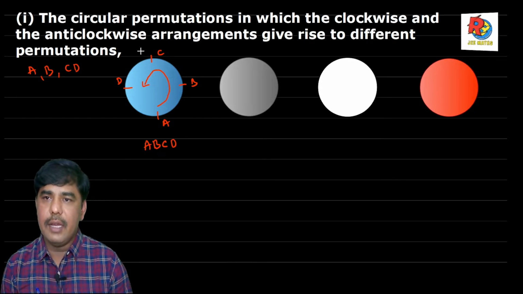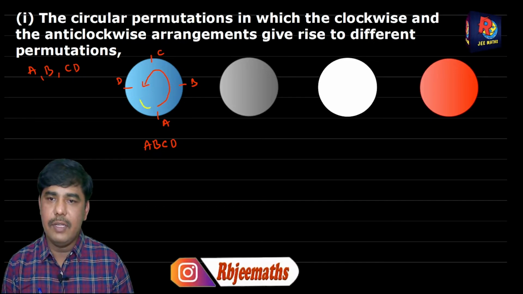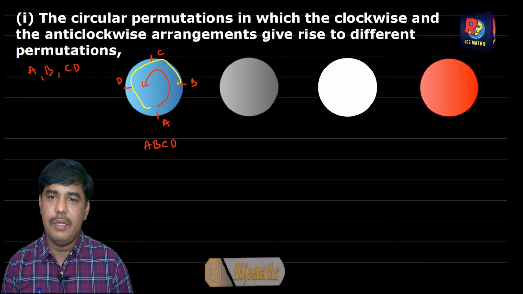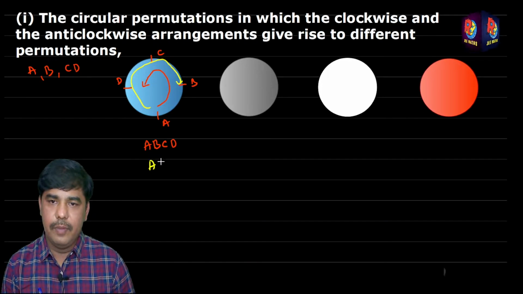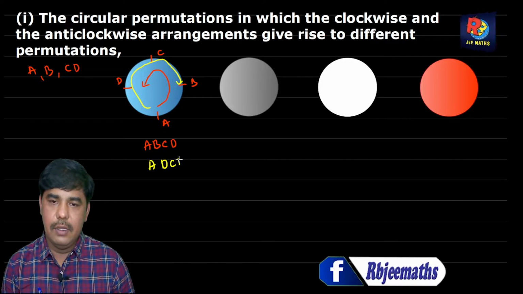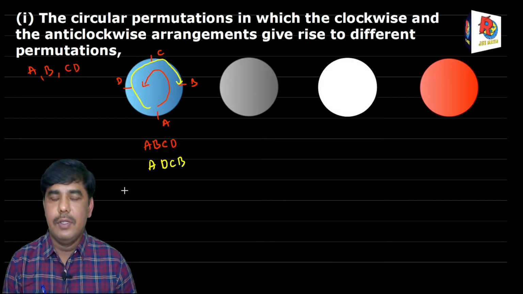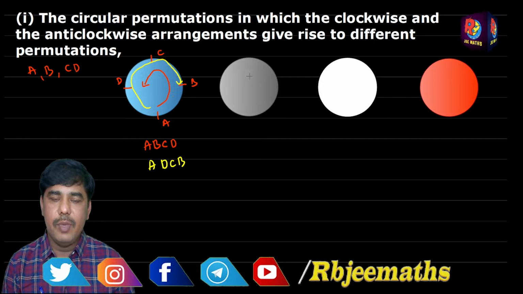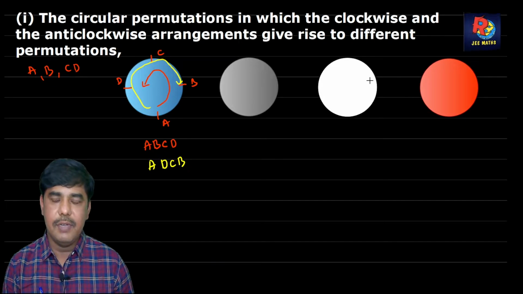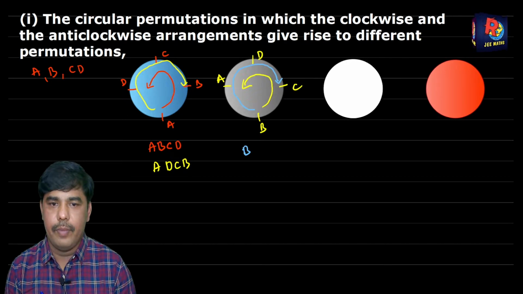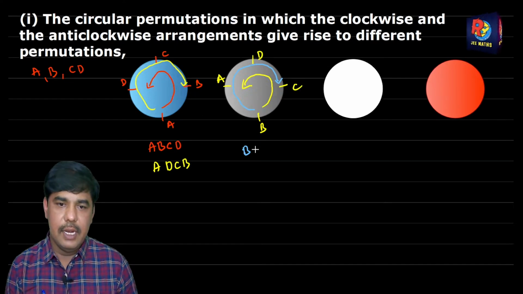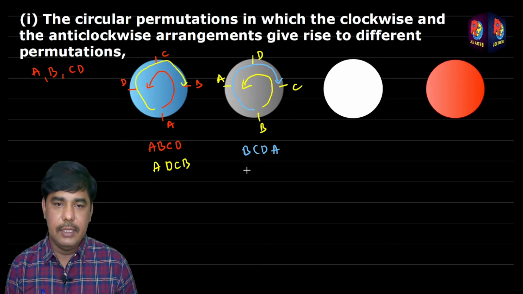If I take the clockwise direction, the arrangement will be A, D, C, B. Like this, four different cases are possible. I will draw them, you can see. In the second case, anti-clockwise direction: B, C, D, A. Clockwise direction: B, A, D, C.